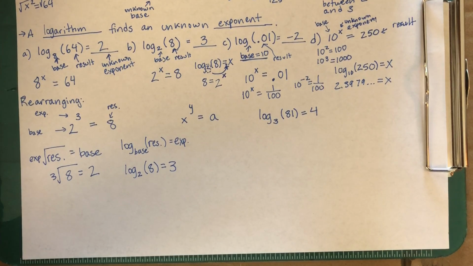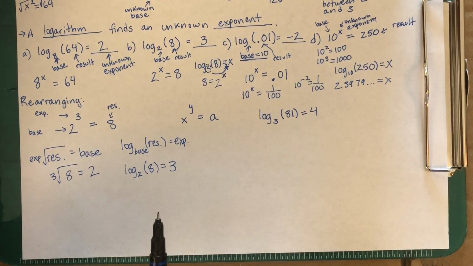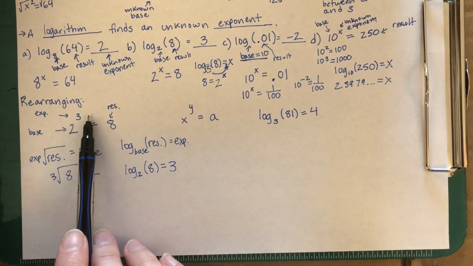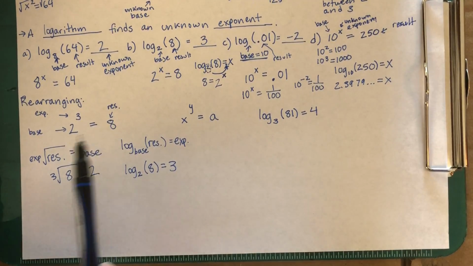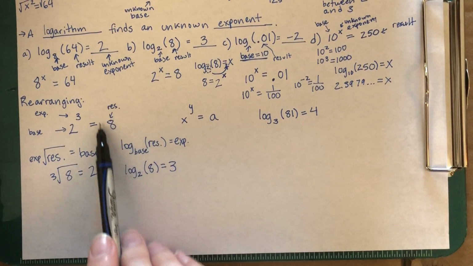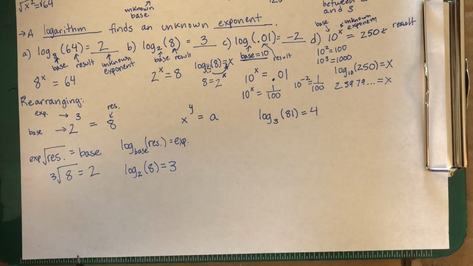And depending on which of these positions has the variable that you are looking for, you might want to write this same relationship in any of these 3 ways. You might want the exponent by itself. If you want the exponent by itself, you need to use the log format. You might want the base by itself. If you want the base by itself, you need to use the root format. Or you might want the result by itself, in which case you can just use the normal exponent format.